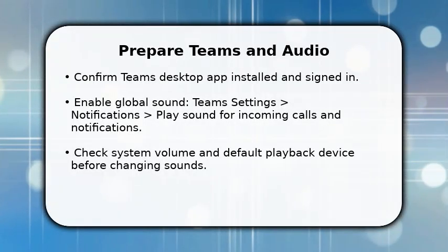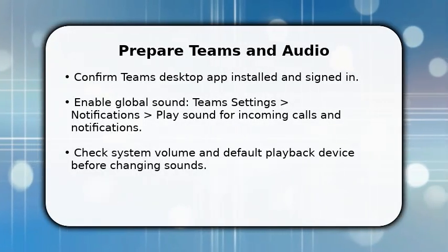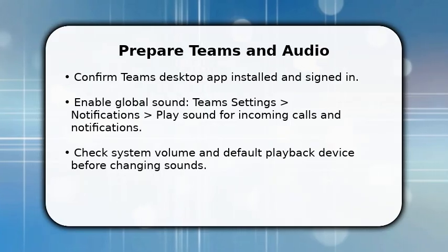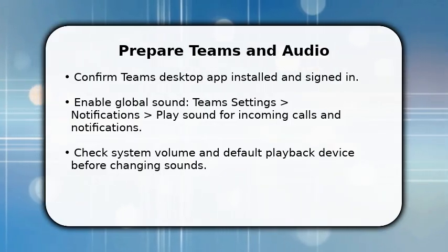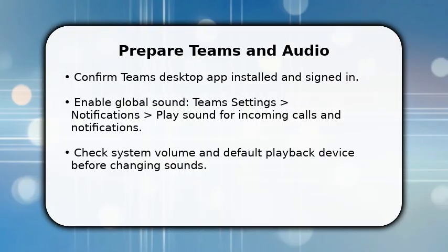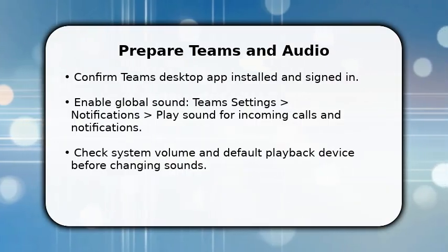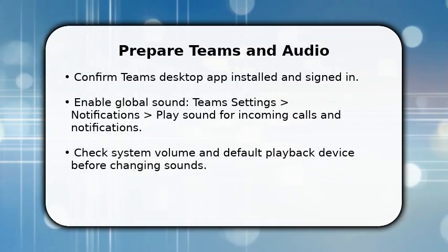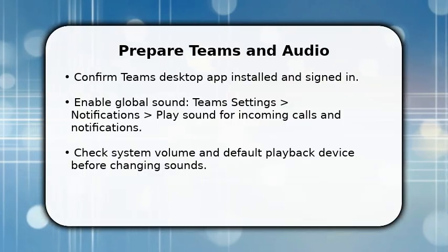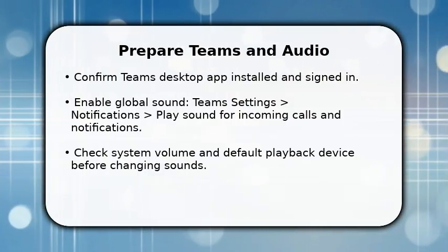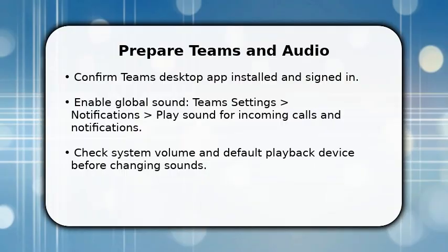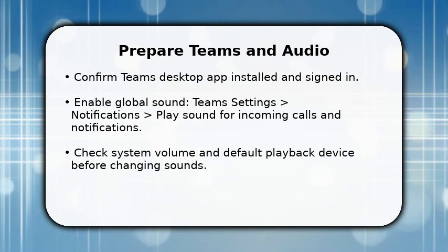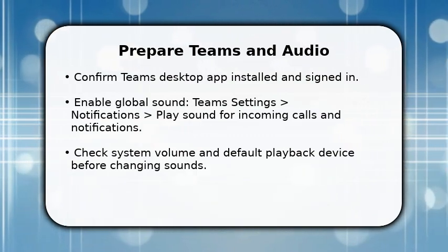You'll start by making sure Teams and your audio device are ready. Open the Teams desktop app and sign in, then go to Settings, Notifications, and enable Play Sound for incoming calls and notifications. This turns sound playback on so any later changes actually trigger. While here, make sure your default playback device and volume are set correctly in Windows or Mac OS, because Teams uses the system output. Once done, you're ready to change where the sound comes from or modify the system notification sound.